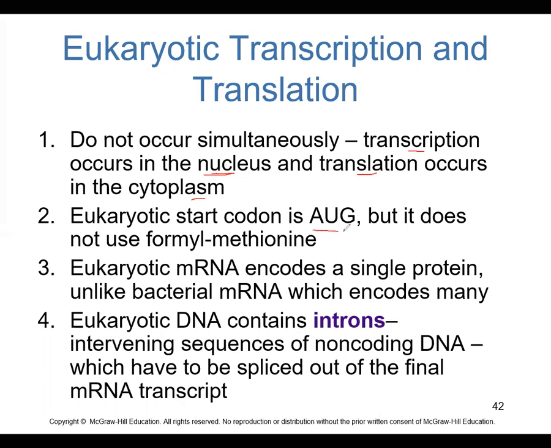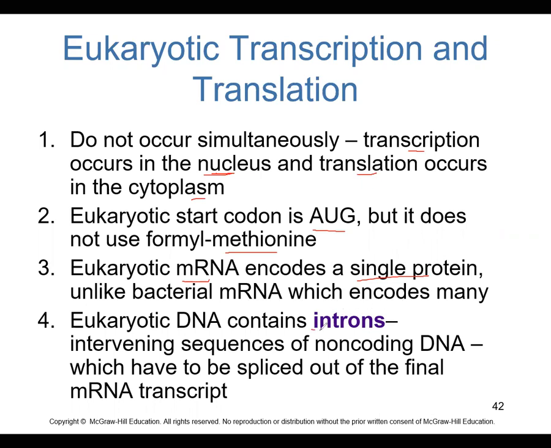Eukaryotes have the AUG start codon just like prokaryotes, but prokaryotes use formyl methionine and eukaryotes just use methionine. In eukaryotes, the mRNA is for a single protein, and in bacteria, you can get many. We're going to talk about some a little bit later where one strand of mRNA is going to code for like 3 proteins.